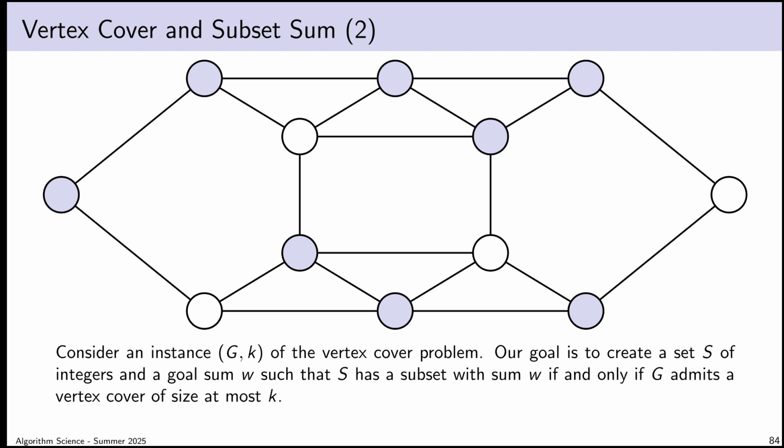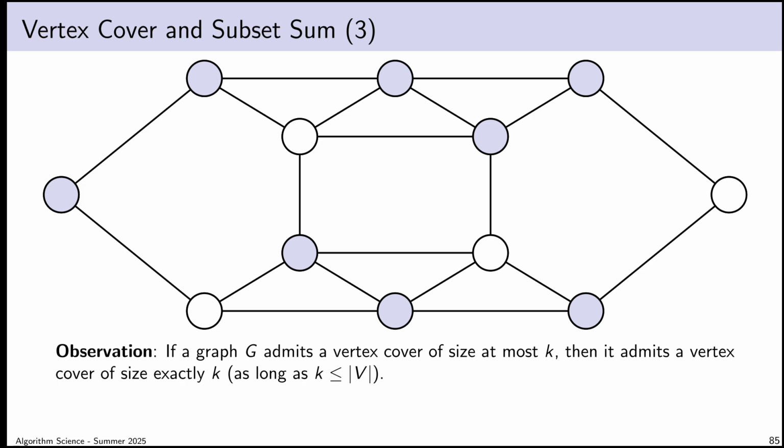Our goal for the reduction is to find some way of creating a set S of integers, as well as a goal sum W, such that S has a subset with sum W if and only if G has a vertex cover of size at most K. Now, one simplification we can bring in right off the bat, which is really going to help us, is to observe that if I can find vertex covers of an exact size, that actually is, in a sense, a more difficult problem than the version where it's size at most K.